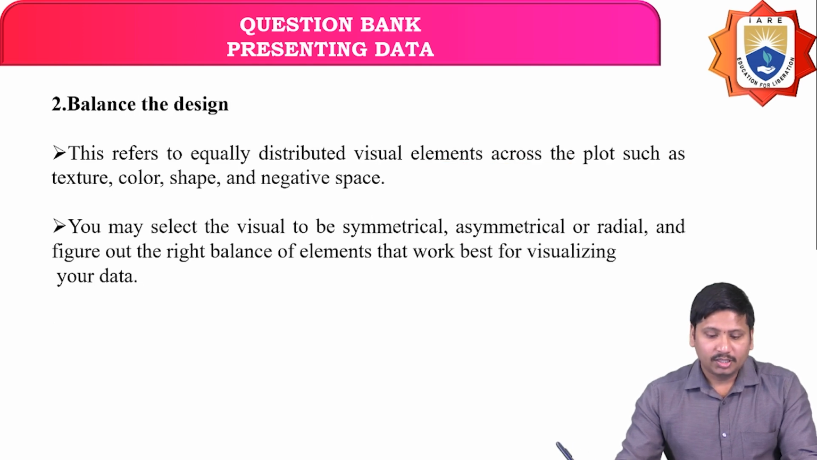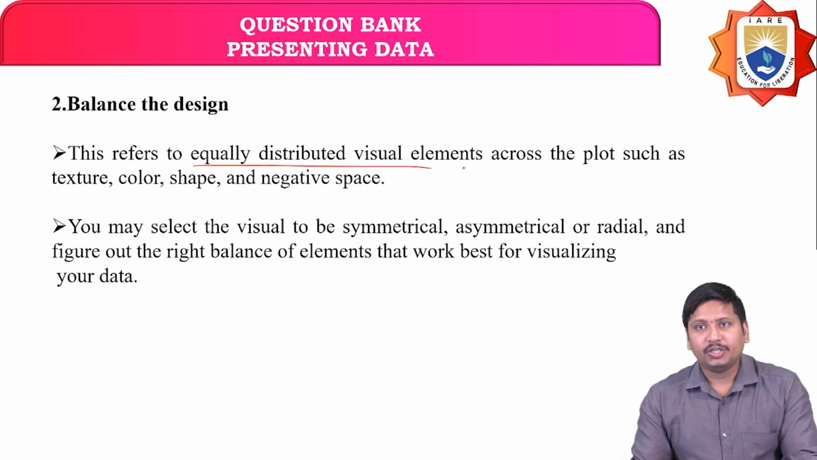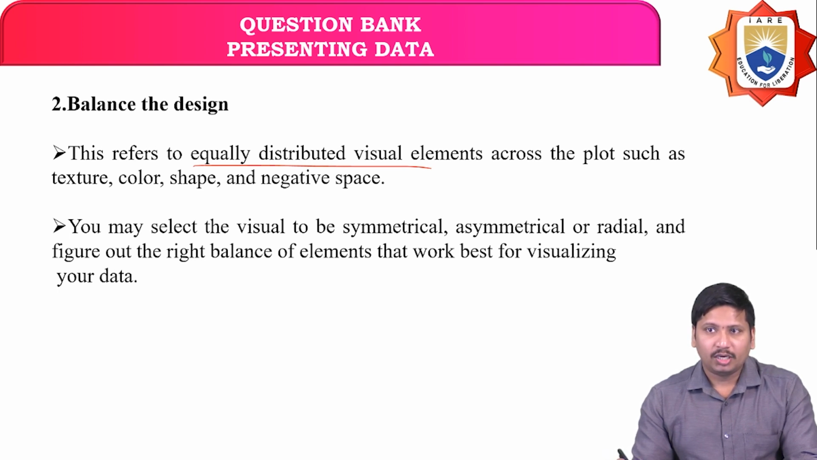And the second one is balancing the design. This should reverse the different distributed visual elements across the plot, such as texture, color, shape and negative space. You may also select the visual to be symmetrical, asymmetrical or radial, and figure out the balance of the elements that work best for visualizing our data.